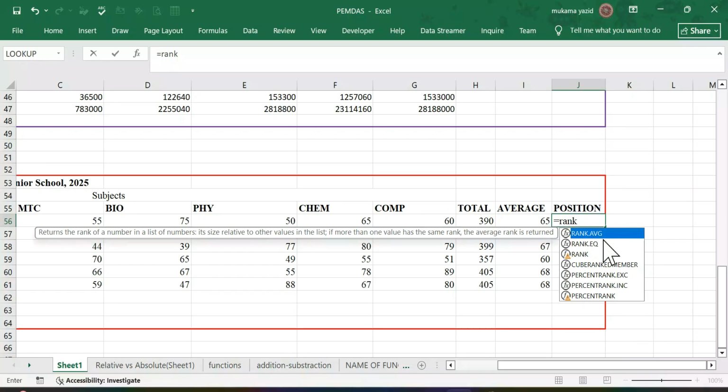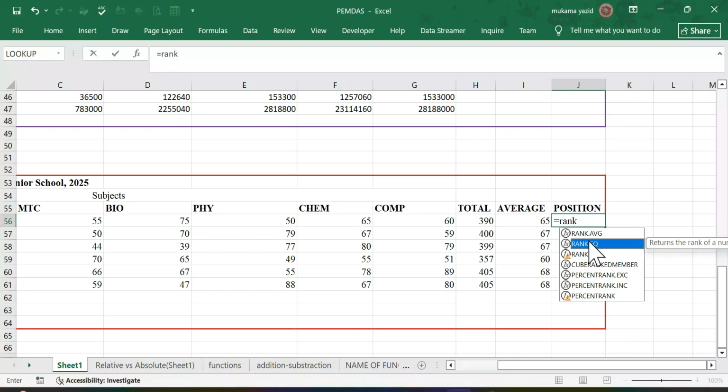This one ranks by average, this one ranks by total. If you want to calculate rank using average, you can use the first one. If you want to rank based on total mark, you use this one. So it's upon us to select the right choice. For me, I will choose this one because I want to use total.